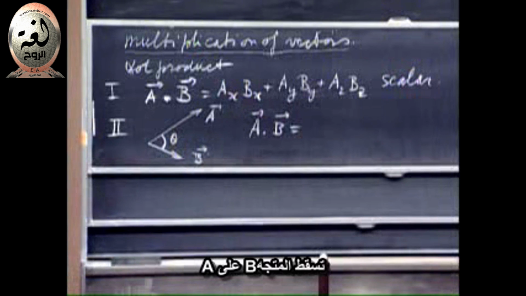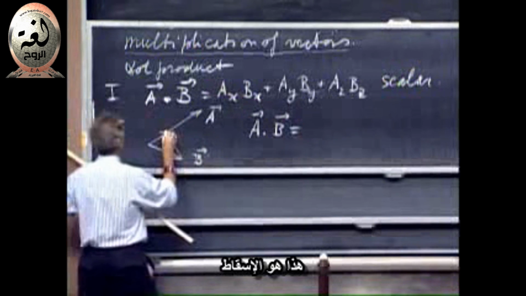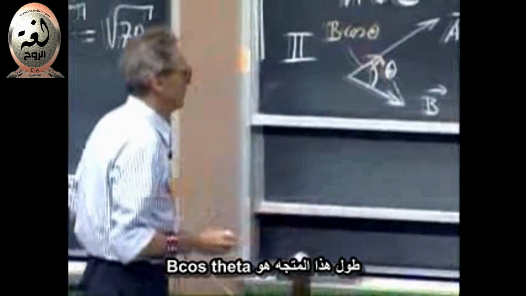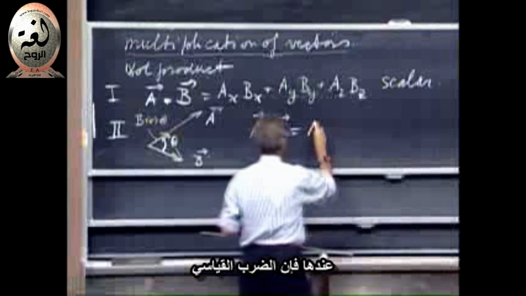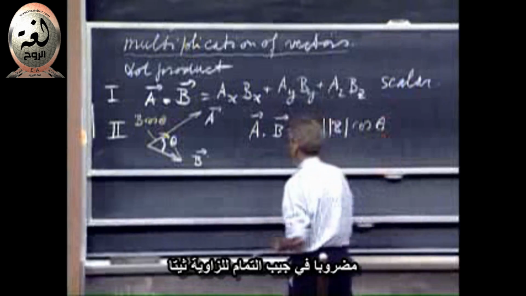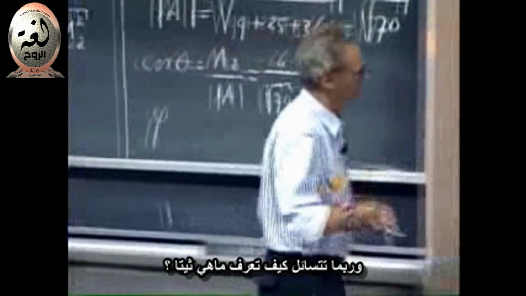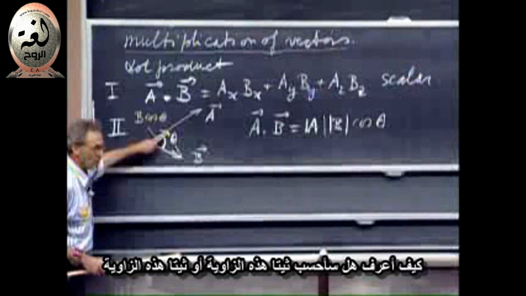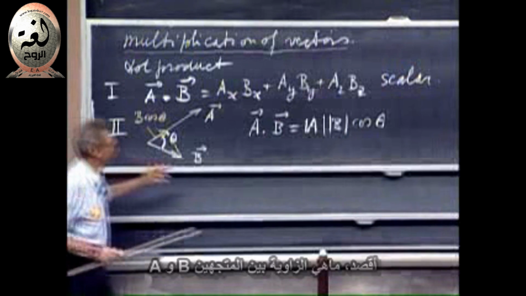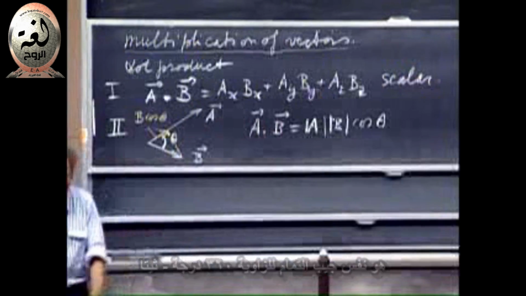You project the vector B on A. This is that projection. The length of this vector is B cosine theta. And then the dot product is the magnitude of A times the magnitude of B times the cosine of the angle theta. The two are completely identical. Now you may ask me, gee, how do I know what theta is? How do I know I should take theta this angle, or maybe I should take theta this angle? I mean, what angle is A making with B? It makes no difference, because the cosine of this angle here is the same as the cosine of 360 degrees minus theta. So that makes no difference.